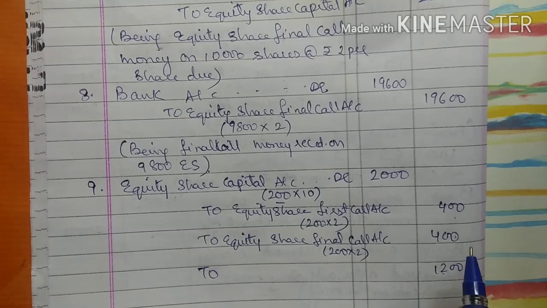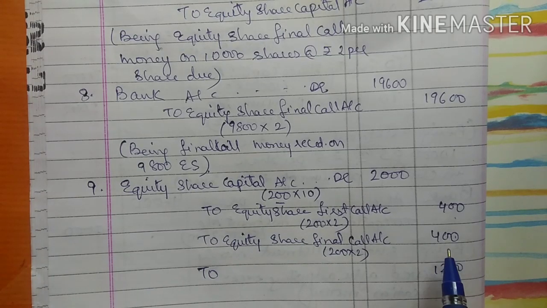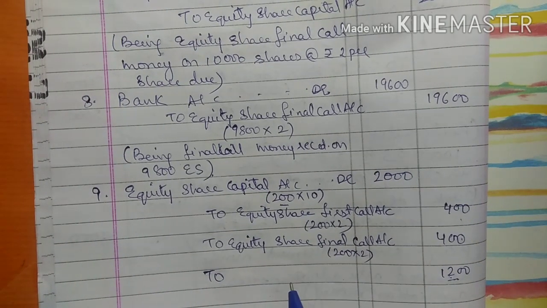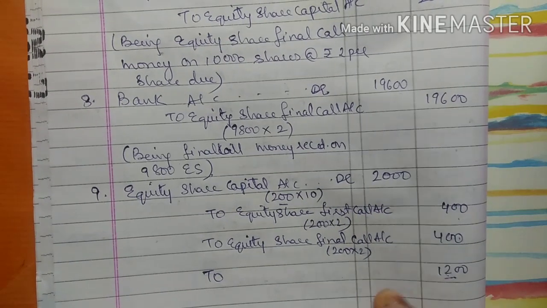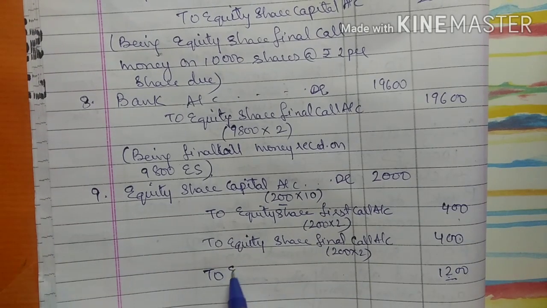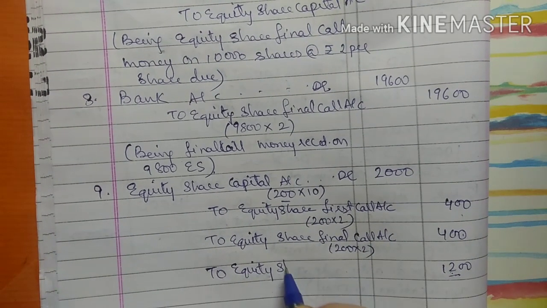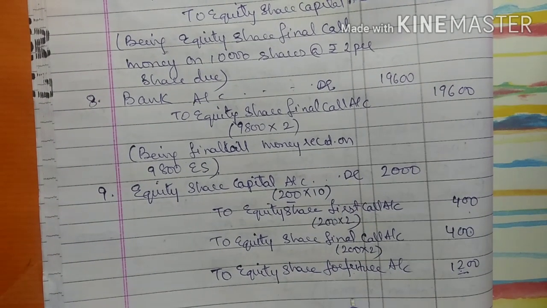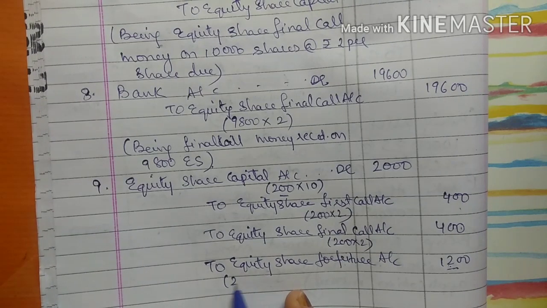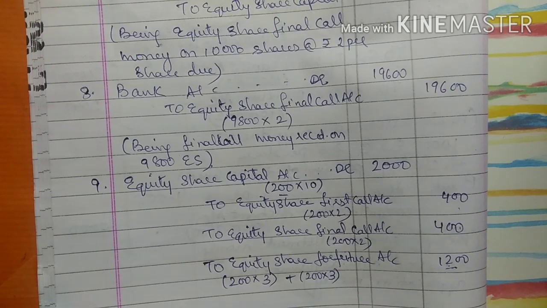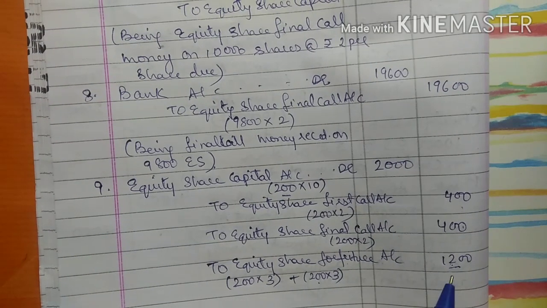How 1,200? 3 rupees of allotment and 3 rupees of application. So she has paid this money, application and allotment money. So this will be forfeited. Forfeit मतलब जो उसने पैसा दिया है उसको हम एक अलग अकाउंट में ट्रांसफ़र कर रहे हैं, उसको हम बोलते हैं इक्विटी शेयर forfeiture account. How do we get this 1,200? 200 into 3 of application, 200 into 3 of allotment. So 600 and 600 is 1,200.